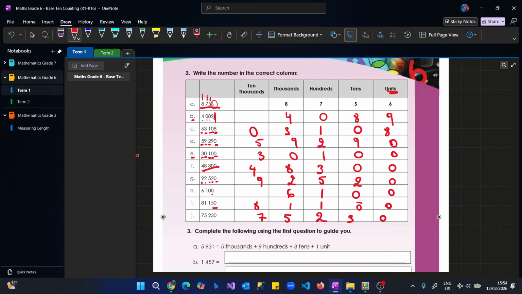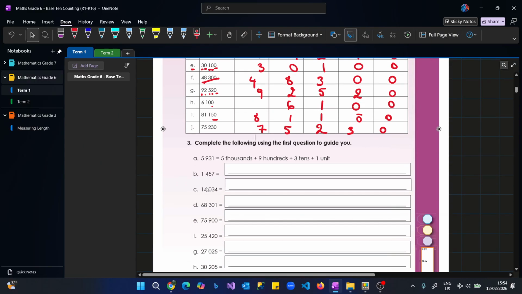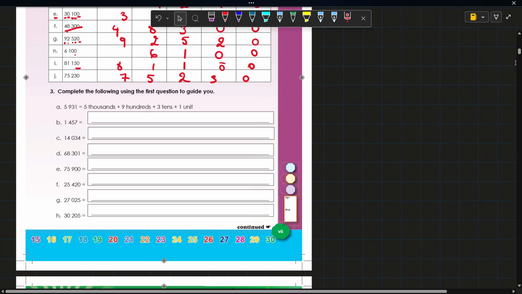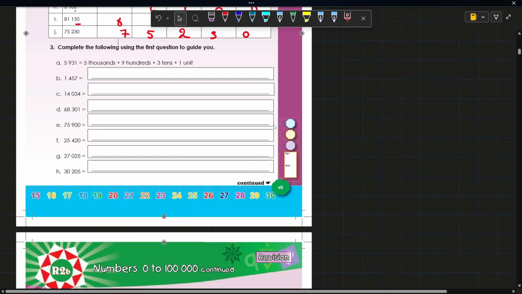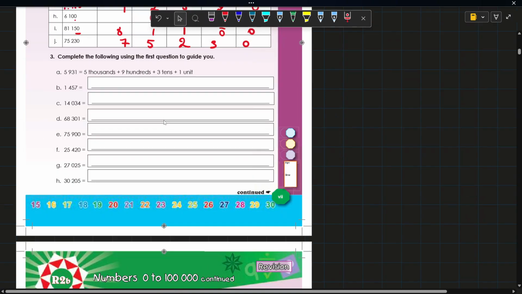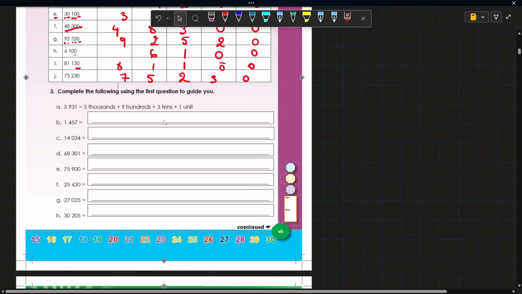Now, can we move to the next exercise? Let's check the next exercise. Let me just enlarge this so that it's pretty clear. The next exercise here, we've got exercise number 3. What have we got here? Complete the following using the first question to guide you. Okay, so we've been given an example here with A.